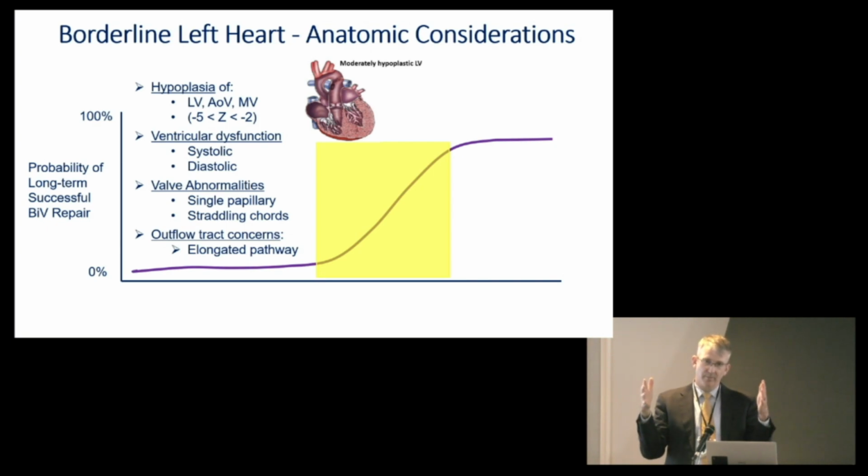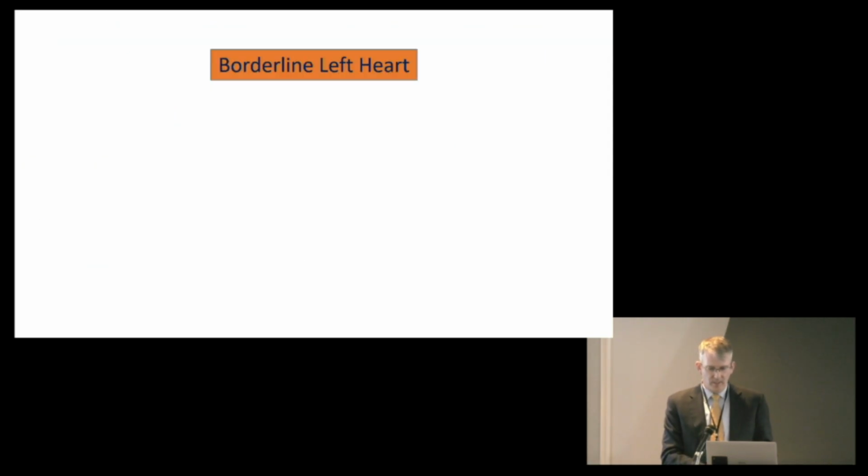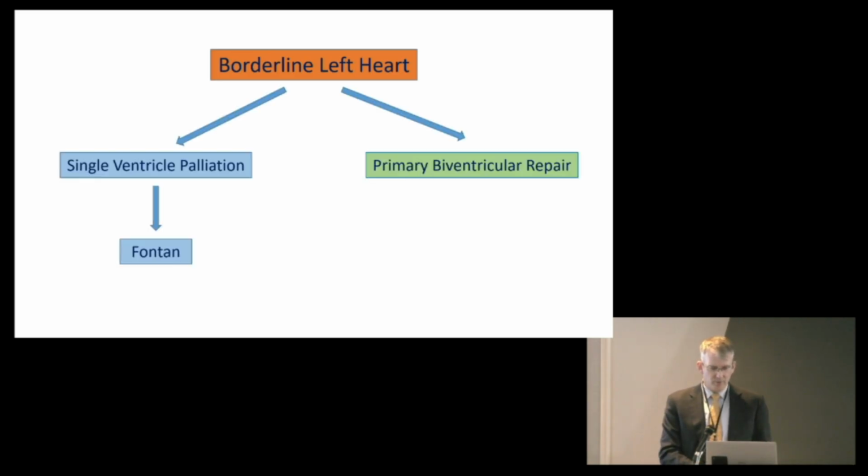There's a huge number of patients in the middle where we can take steps to encourage growth of all of those necessary features, the left ventricle, the mitral valve, the aortic valve, and achieve a biventricular repair. And that's really what we focused on. So we think about this as sort of a borderline left heart or borderline systemic ventricle, and the options historically being single ventricle palliation or primary biventricular repair.